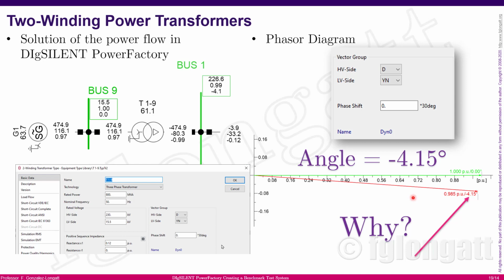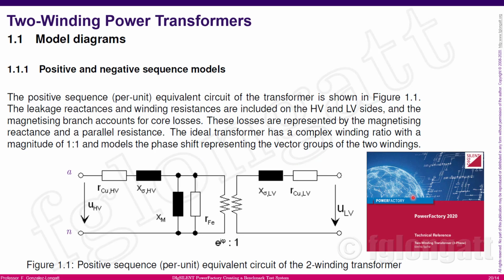The first thing that you need to understand is the model that is located inside DIgSILENT PowerFactory. If you go to the technical reference of the three-phase two-winding transformer, at section 1 you will find the model for the positive and negative sequence, okay? In this case, I am running a classical positive sequence load flow, symmetrical and balanced. As a consequence, I will focus only on figure number 1, the positive sequence equivalent model for the two-winding transformer.